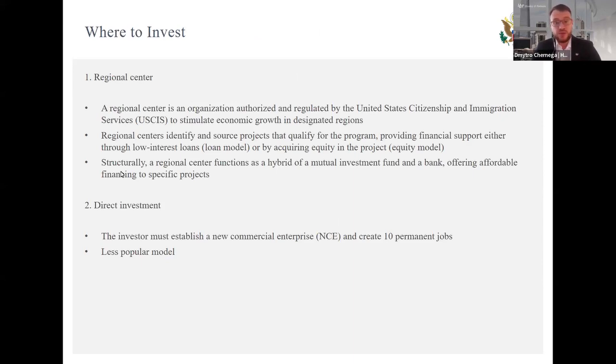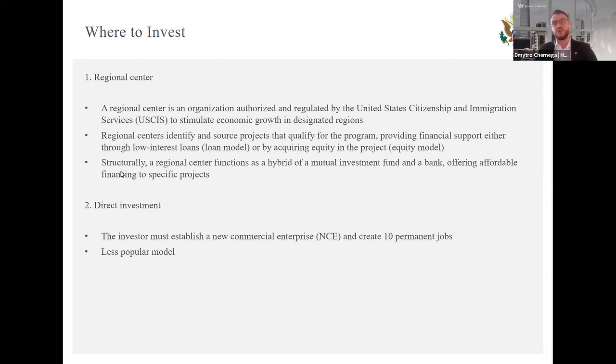There are 2 options on where the funds can go. First and most popular is investment through a regional center. A regional center is an organization authorized and regulated by the USCIS, which stands for United States Citizenship and Immigration Services, to stimulate economic growth in designated regions. Regional centers identify and source projects that qualify for the program and provide financial support either through low-interest loans, which is the loan model, or by acquiring equity in the project, which is the equity model.